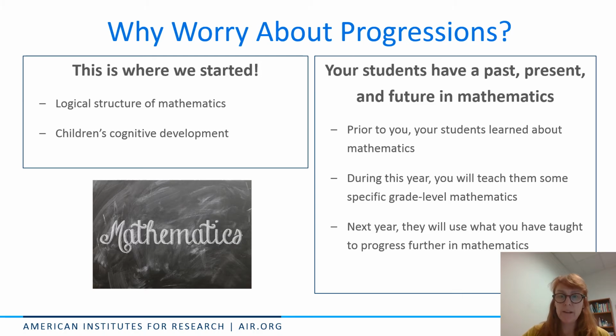So why do we worry about the progression of mathematical domains? Well, if you think about it, this is where we started. The Common Core standards started by thinking about the logical structure of math and children's cognitive development. And from there, the progression was divided into grade level standards and further refined. You also need to think about the fact that your students have a past, a present, and a future in mathematics. Prior to you, your students did learn about mathematics. Even kindergartners coming to school know something about how math works, perhaps not formally, but they have learned about it by interacting with numbers and quantities in their own life.